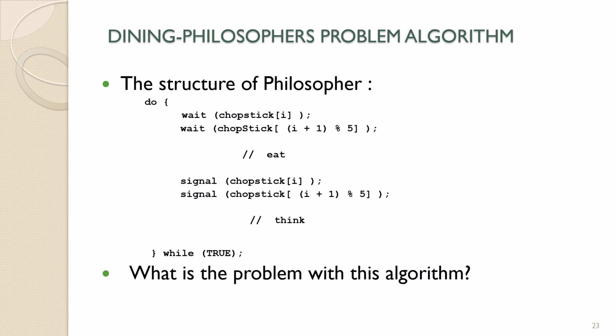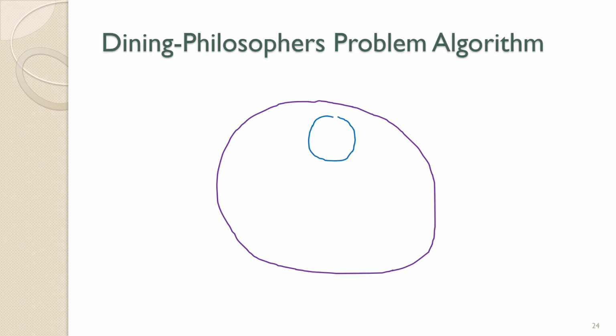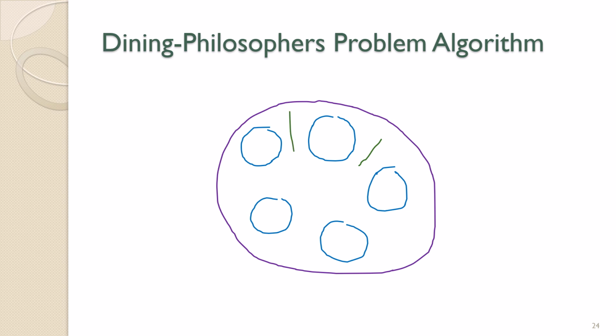There's problems I just pointed out. Another problem that could happen is, so here's a problem. These are the philosophers. These are the chopsticks. This philosopher could pick up that chopstick, and then this philosopher could pick up that one. This one could pick up that one, and that one. And in that case, what happens? Each philosopher has one chopstick and is waiting for the other chopstick. So this is a very classic example of a deadlock situation.